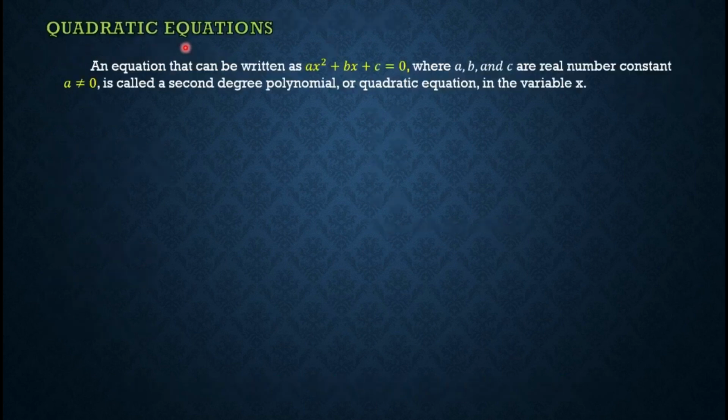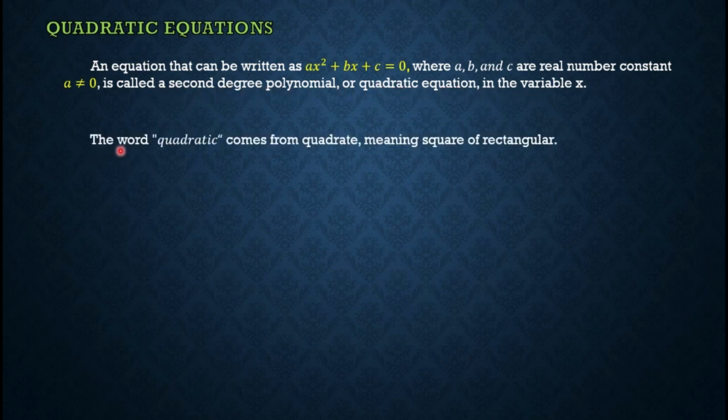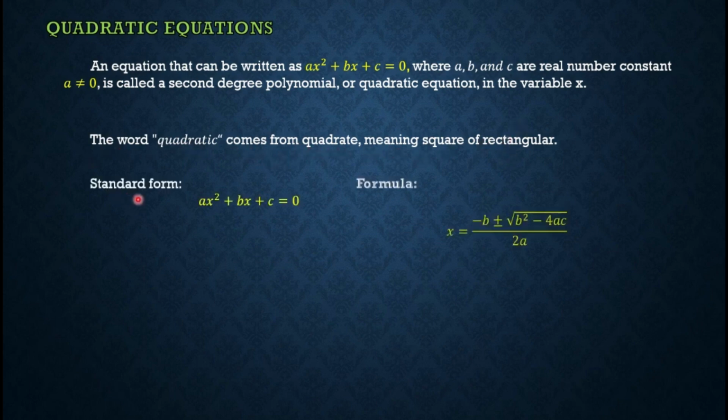So, quadratic equations. An equation that can be written as ax squared plus bx plus c is equal to 0, where a, b, and c are real number constants, and a is not equal to 0, is called a second degree polynomial or quadratic equation in the variable x. The word quadratic comes from quadrate, meaning square or rectangular. This is the standard form of a quadratic equation.